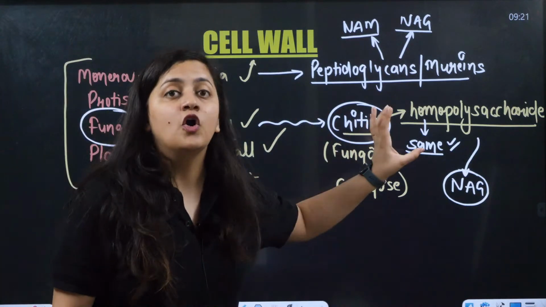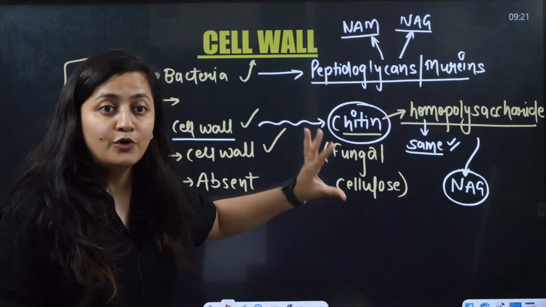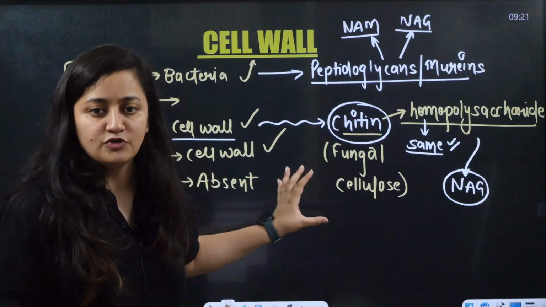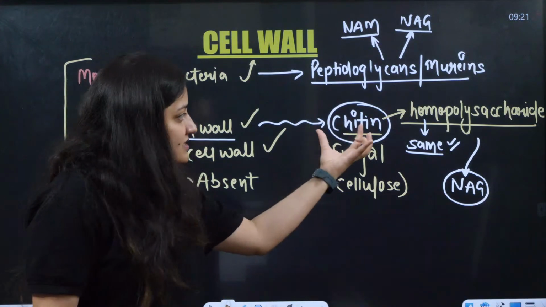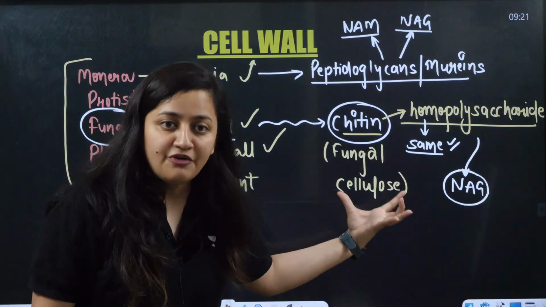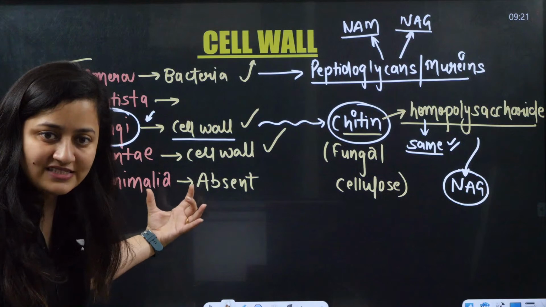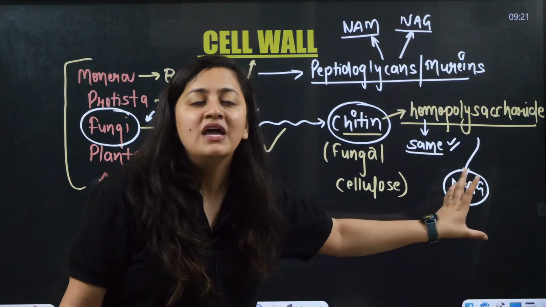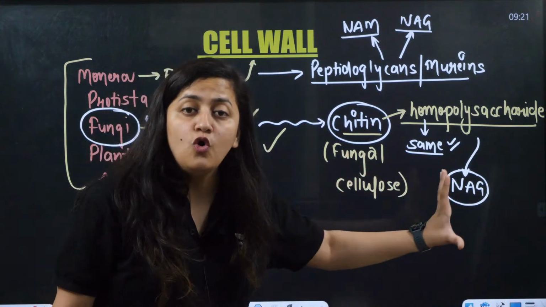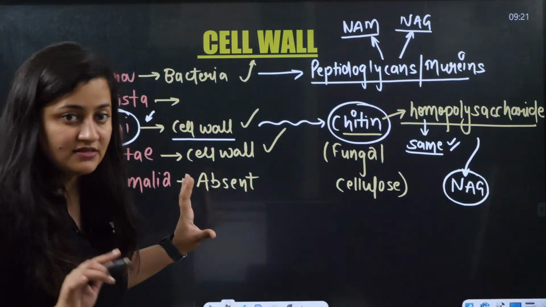It is again given in your NCERT. It's just that I am putting everything here in the same topic. These lines are even mentioned in the NCERT. So this is what you need to remember. The chitin, which is a fungal cellulose, is present in the fungi cell wall. It's a homopolysaccharide made up of so many N-acetyl-glucosamine. This is the first point.